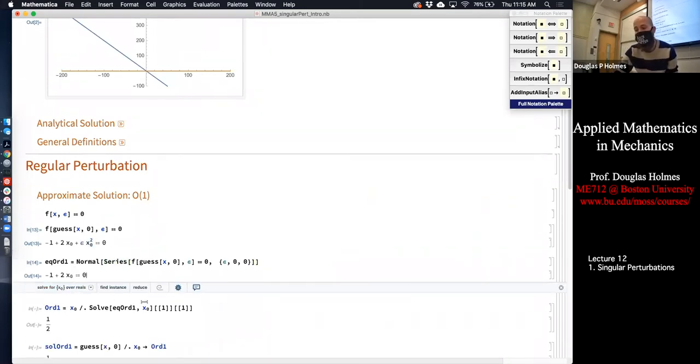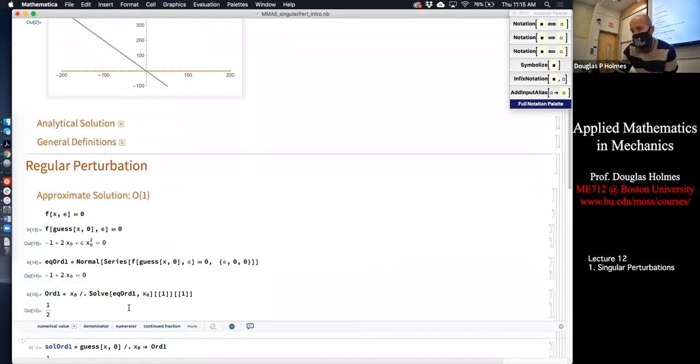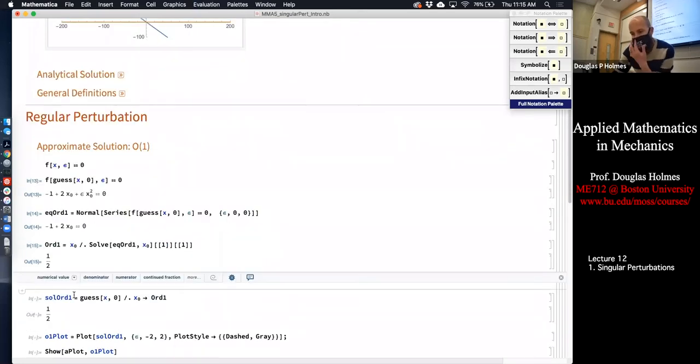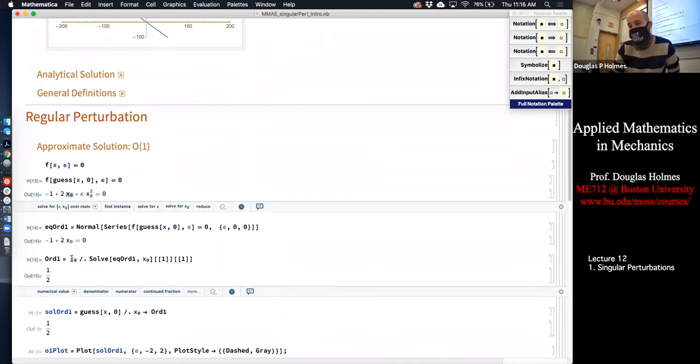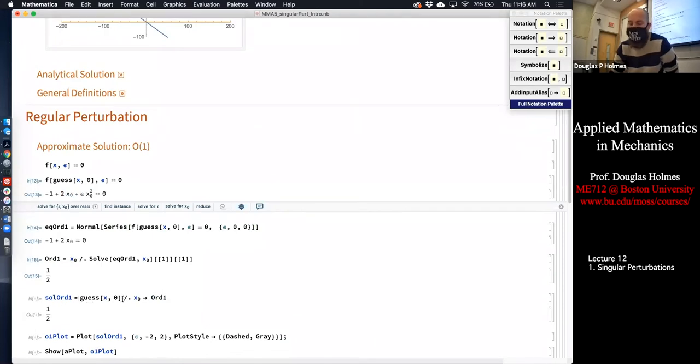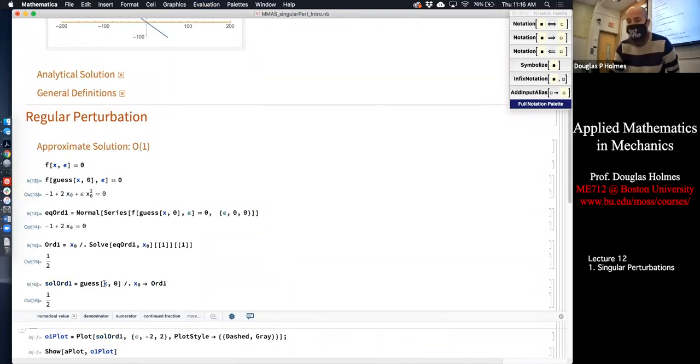This is pretty trivial to solve. You can do it in your head. It's going to give me a half, and it's exactly what it does. If I solve for the order 1 thing, this is a bit unnecessary because it's going to give the same answer, but I just want to remind you that when you have this, you've just solved for the prefactor x naught, and we need to put that prefactor back into our guess, and at the end, it just becomes x equals 1/2.